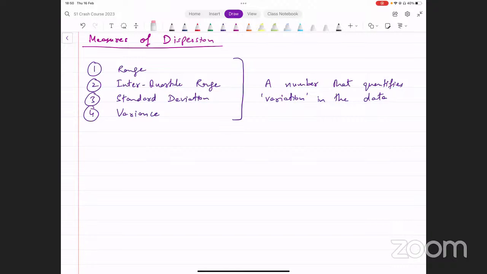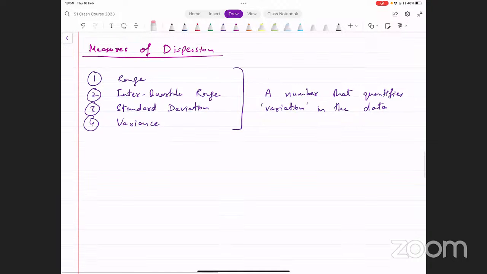All right, now let's talk about each of these measures one by one. First of all, we have range. Now, range is pretty straightforward. You've done this in O-levels as well. Range is just defined as maximum value minus the minimum value. So whatever data that you have, range is the maximum value minus the minimum value. That's how range is defined.